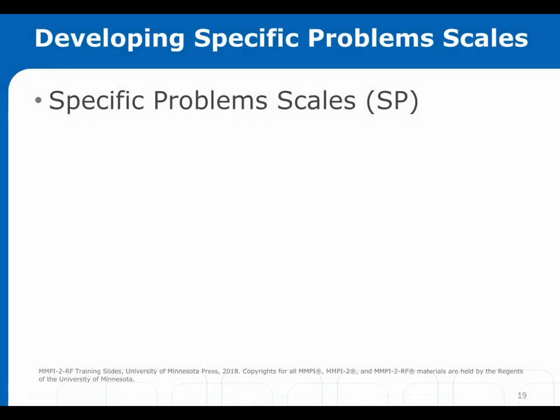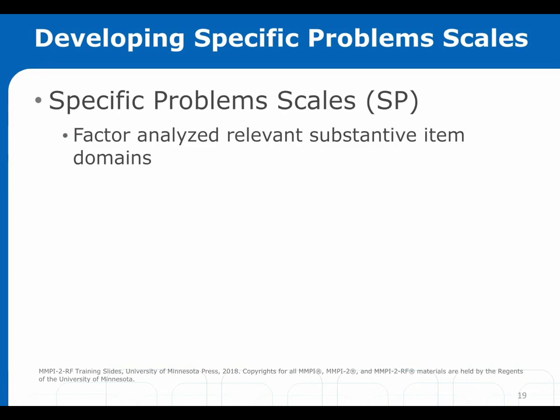As I mentioned previously, Ben-Perath and Tellegen also developed more narrowly focused scales that were intended to augment the higher-order and restructured clinical scales and ensure the MMPI-2RF comprehensively assessed a broad range of constructs. The result of these efforts was the 23 specific problem scales. To create the specific problem scales, Tellegen and Ben-Perath factor analyzed relevant substantive item domains.